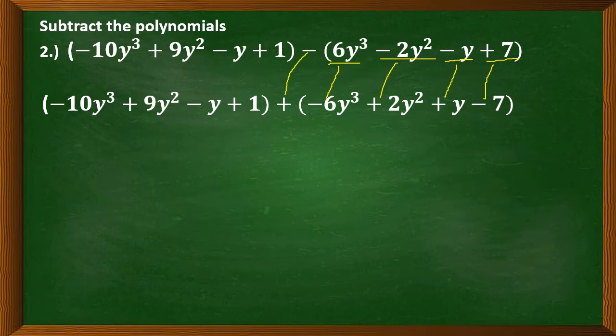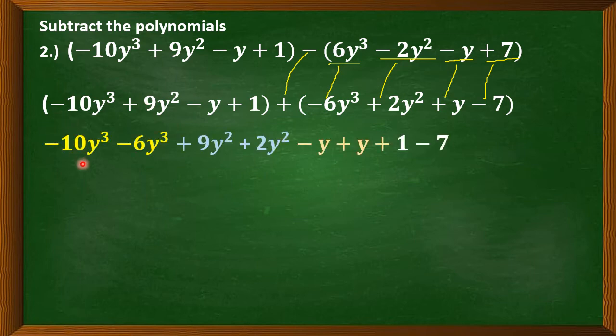Now we have to remove the grouping symbols and combine similar terms. So we have here negative 10y cubed and negative 6y cubed. They are similar. 9y squared as well as 2y squared, negative y and positive y, 1 and negative 7.